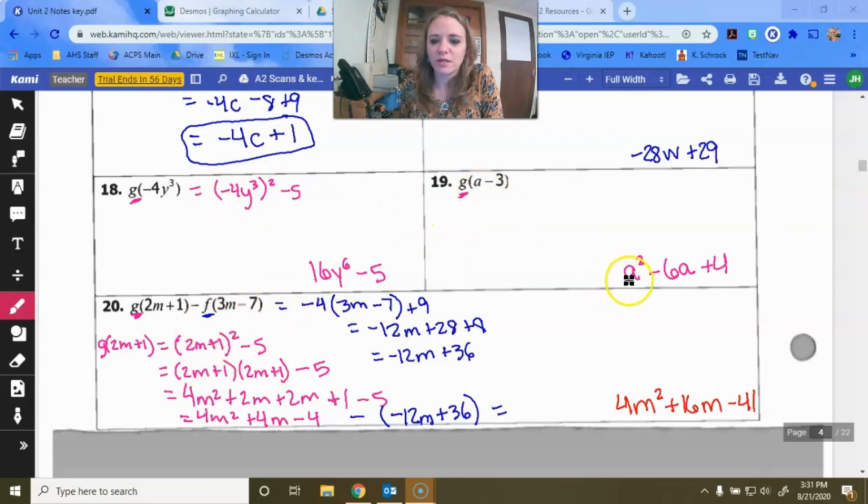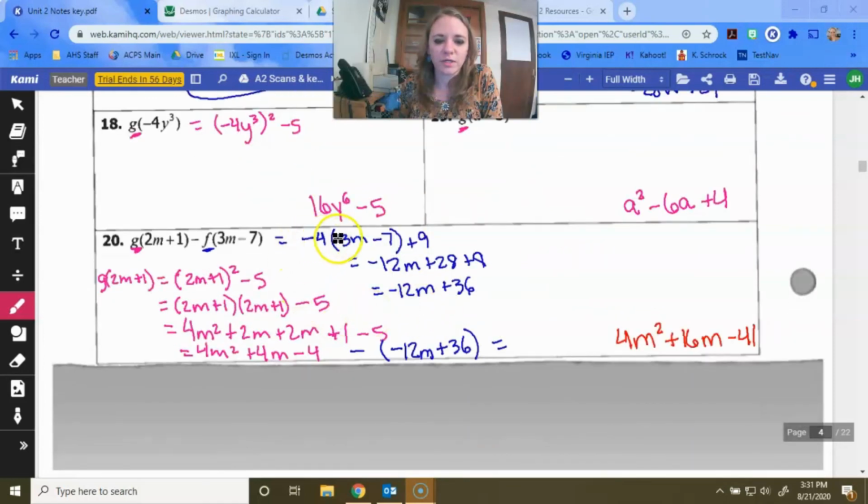Number 19 gave you a squared minus 6a plus 4. And number 20, here's your result. The blue function gave you -12m plus 36. So you put that here with your subtraction, and then that changes the signs to plus and minus. So giving you this result right here, 4m squared plus 16m minus 41.